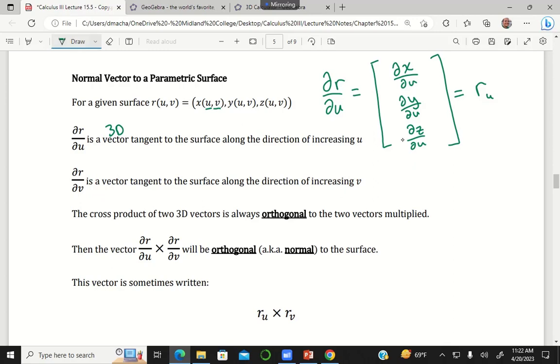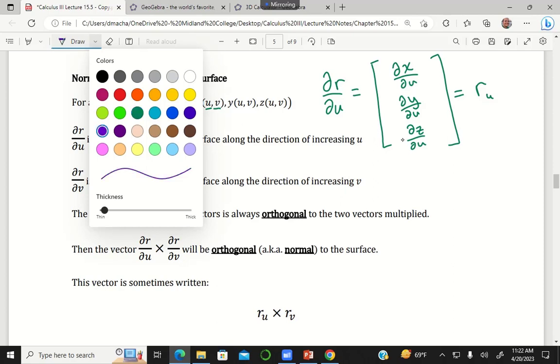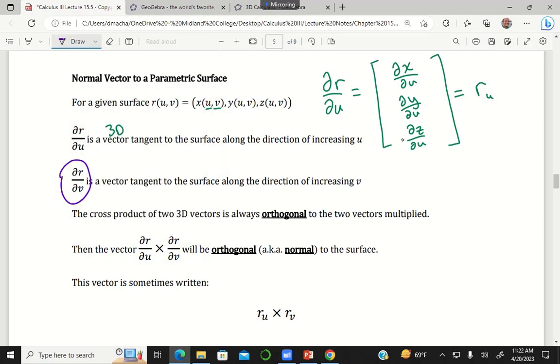Likewise, if we have the partial of r with respect to v, same idea, but this is going to be the partial derivative of x with respect to v, the partial derivative of y with respect to v, and the partial derivative of z with respect to v. And that could be written as lowercase r with a little subscript v to tell you to take the partial derivative with respect to v.